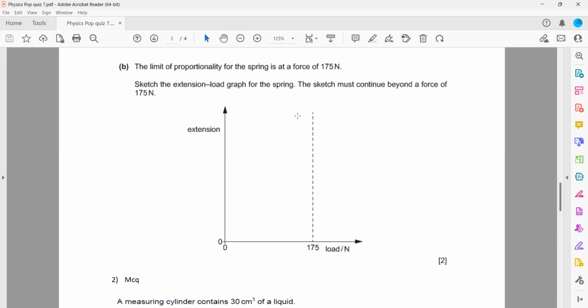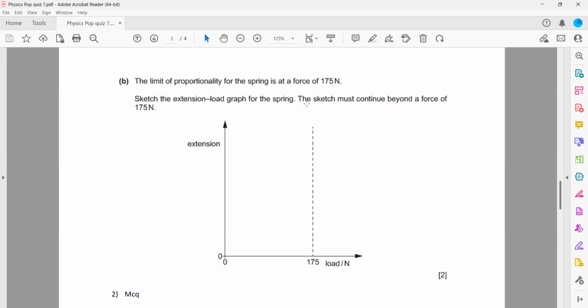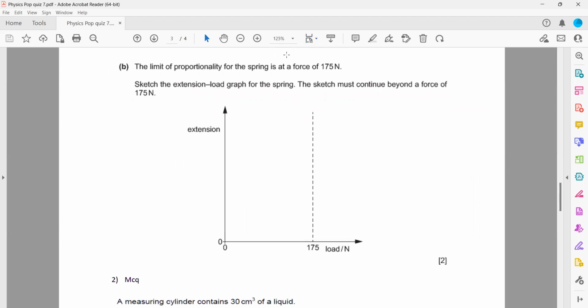Then the limit of proportionality of the spring is at a force of 175. That means till 175, force and extension are directly proportional. So when two quantities are directly proportional, there should be a straight line which is passing through the origin.